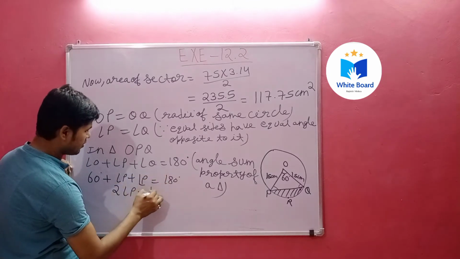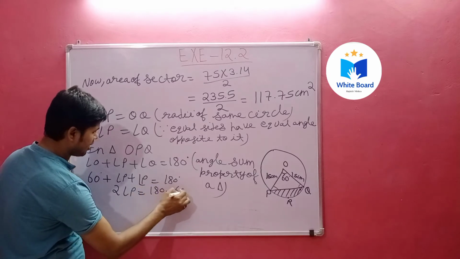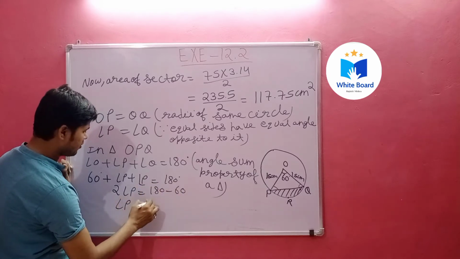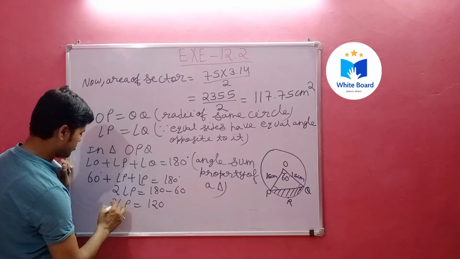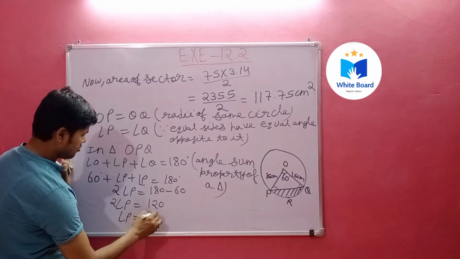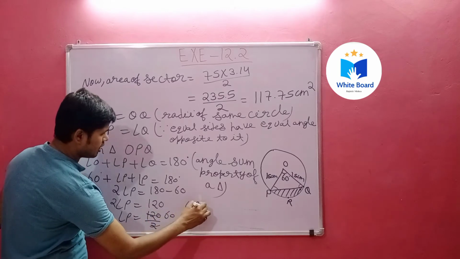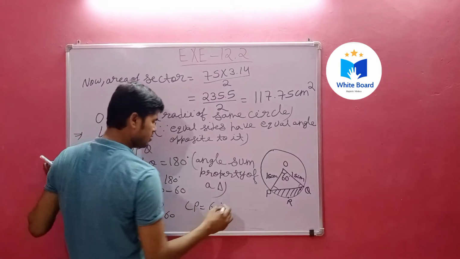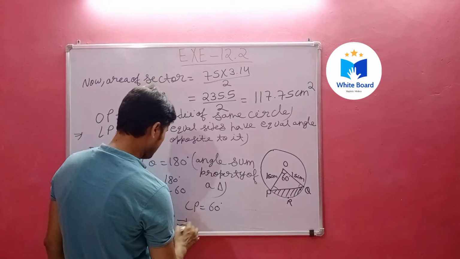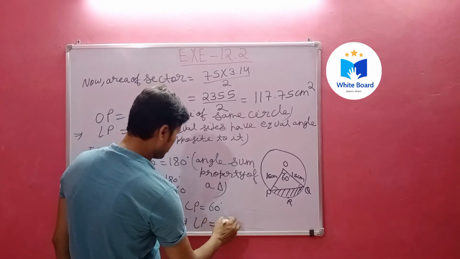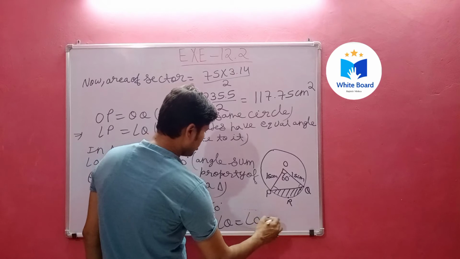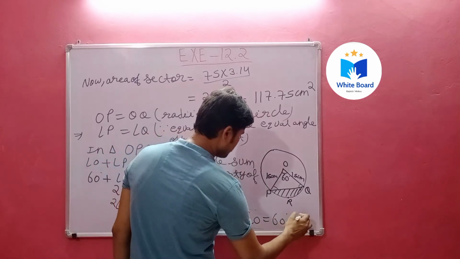Twice of angle P equal to 180, 60 we take to the other side and subtract. Twice angle P equal to 120 degree, 120 upon 2, 60 degree. We get angle P equal to 60 degree. This shows angle P equal to angle Q equal to angle O equal to 60 degree each.